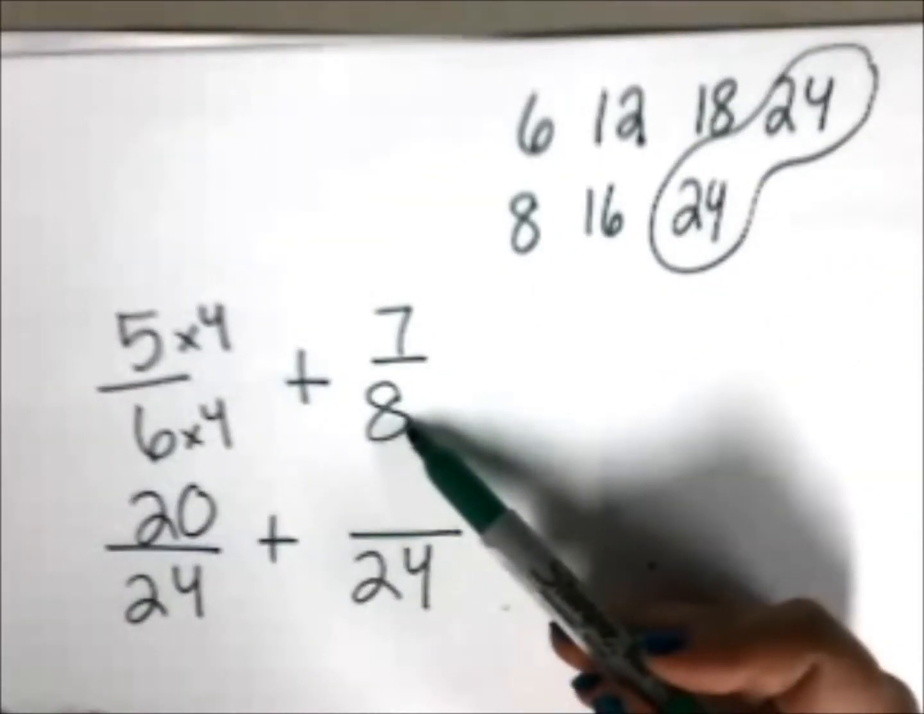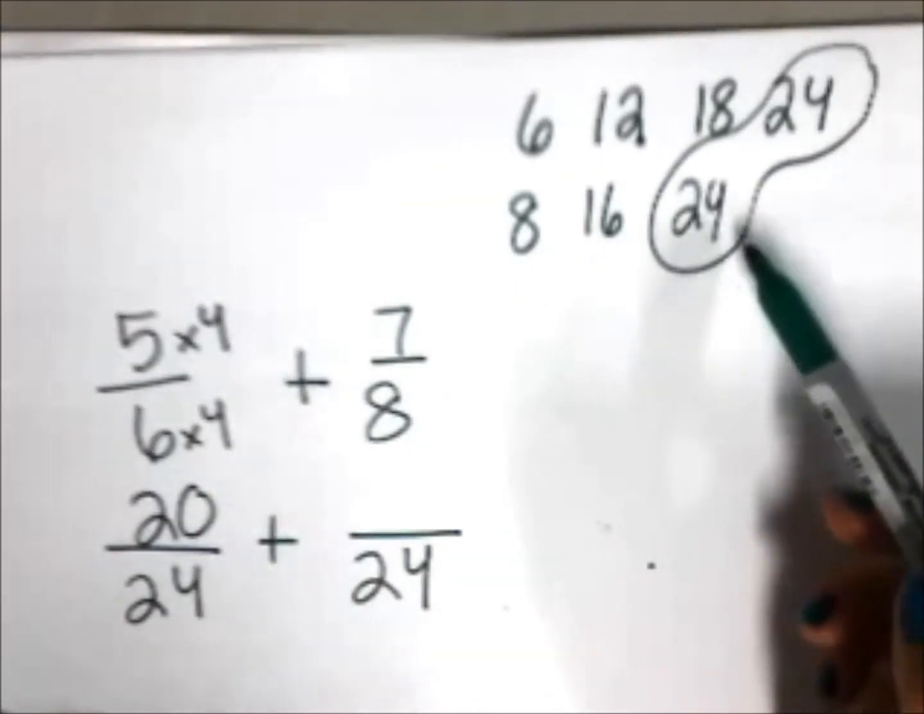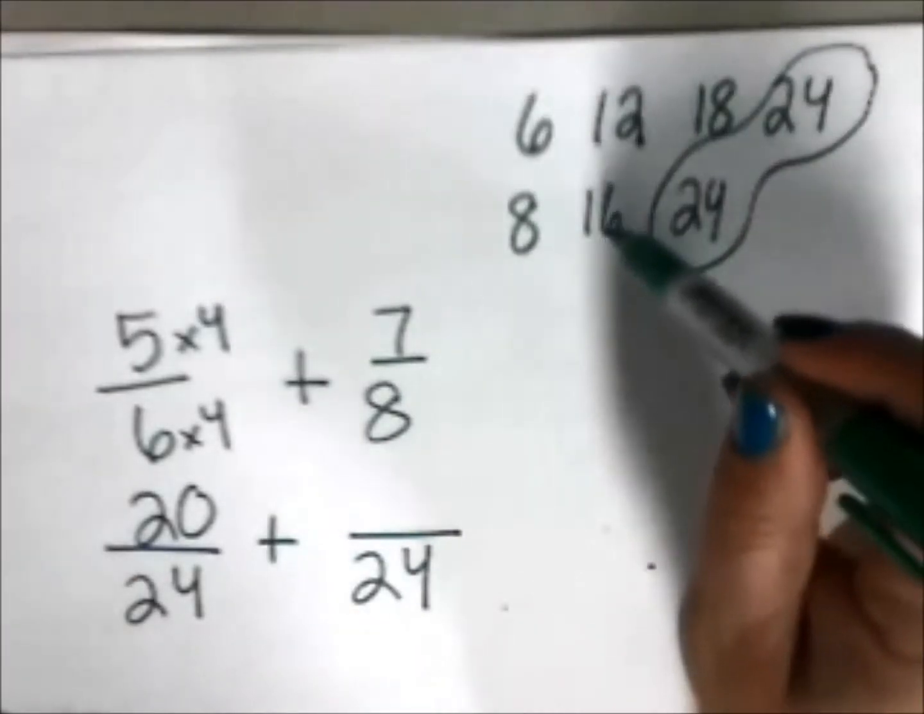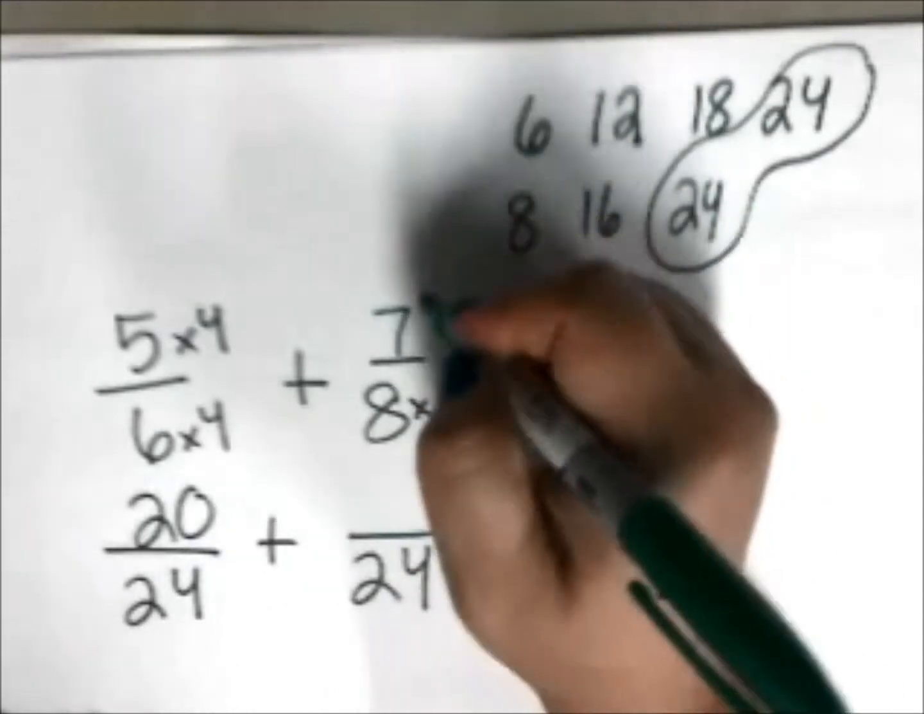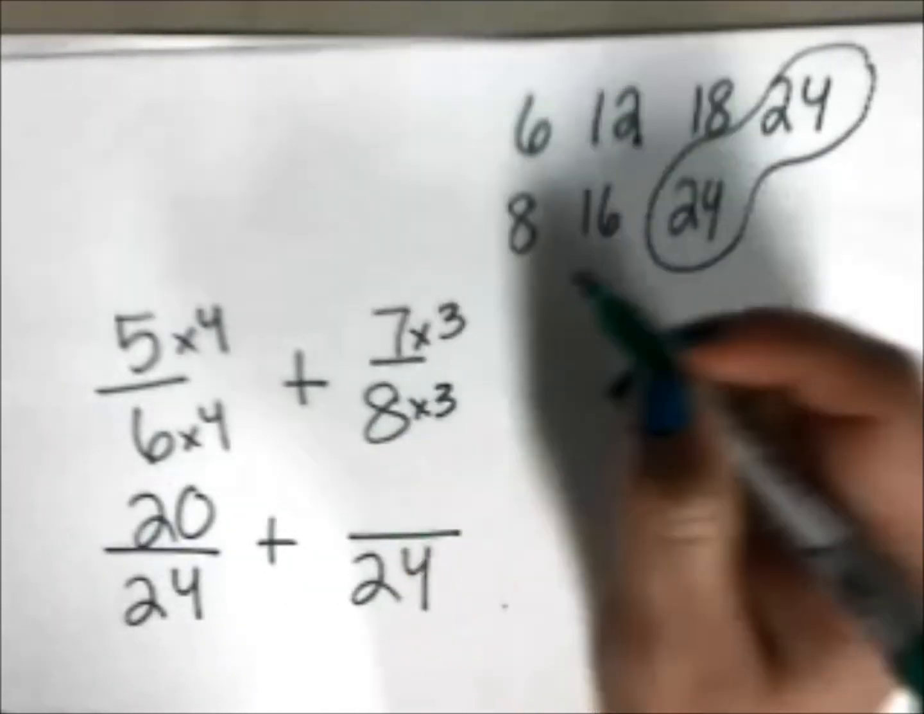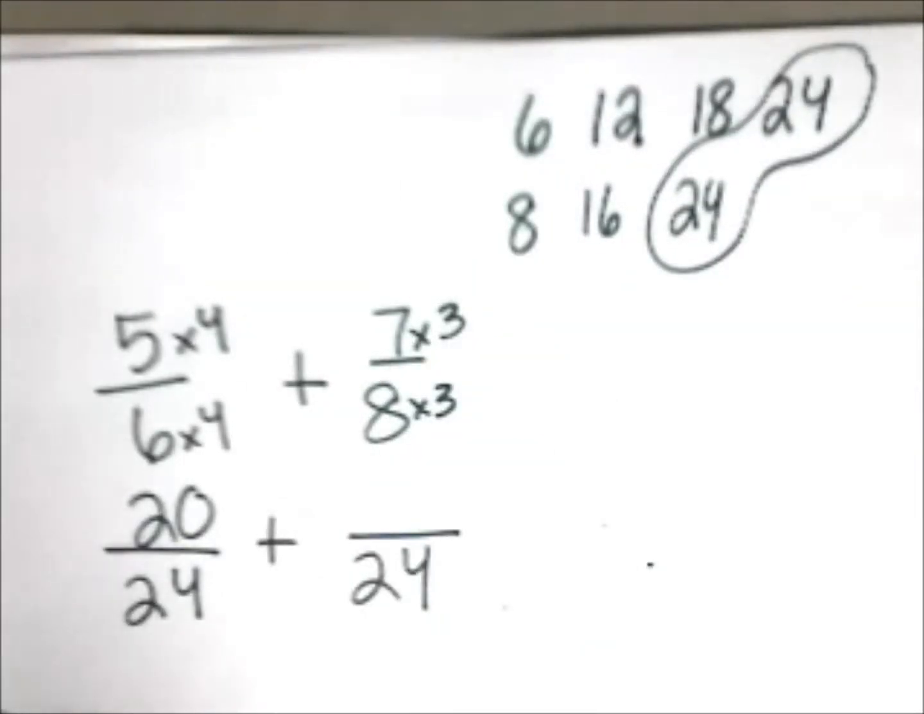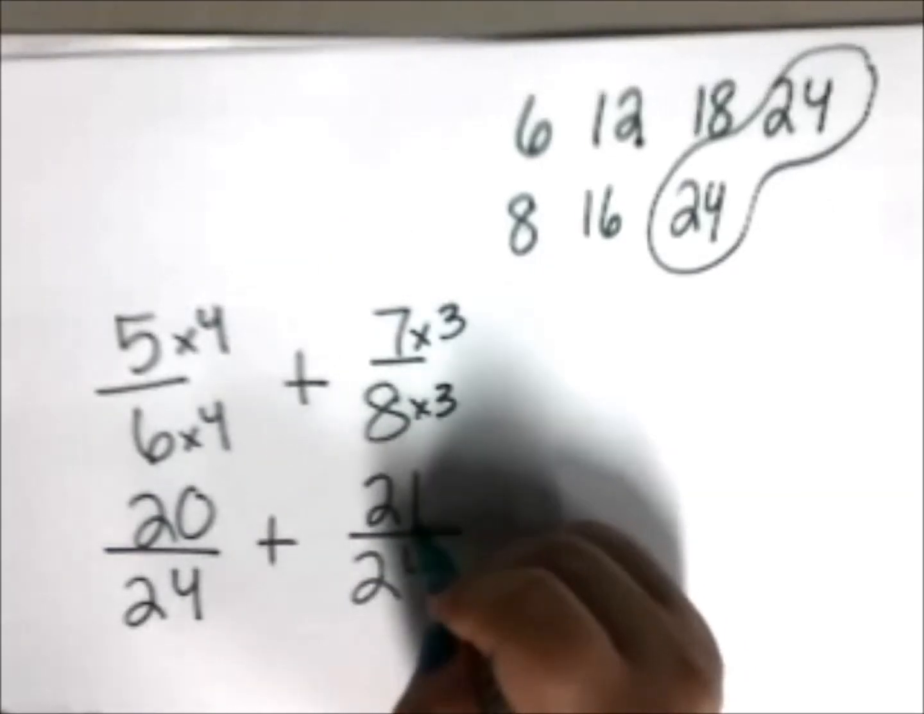How many times did I skip count 8 to get to 24? Count it with me. 1, 2, and 3. And what we do on the bottom, we must do on the top. 7 times 3 turns out to be 21.